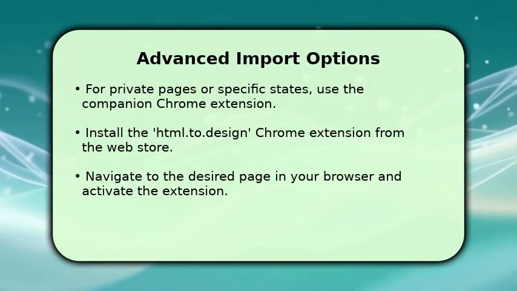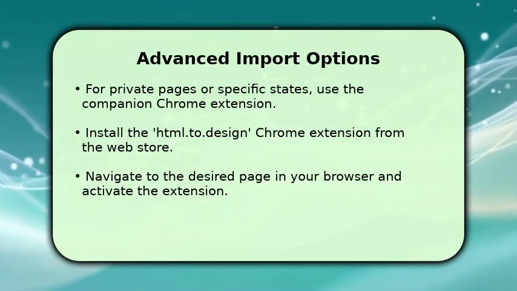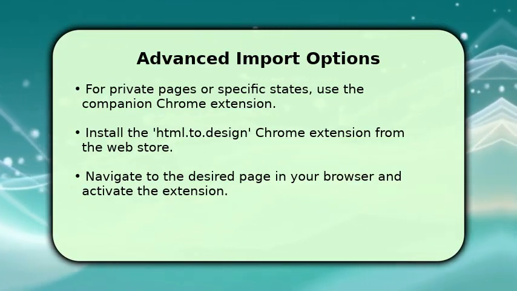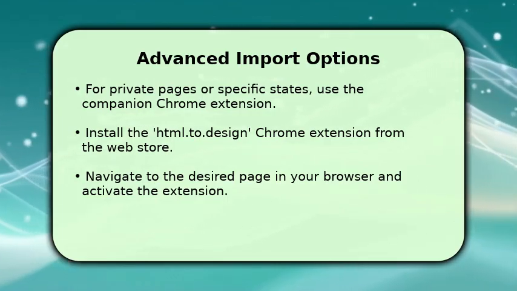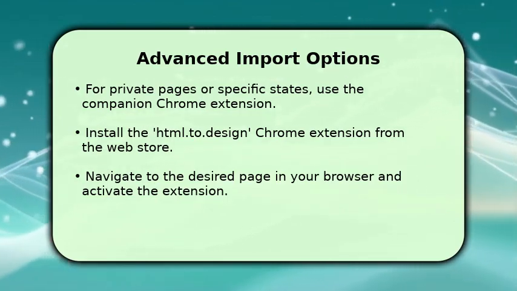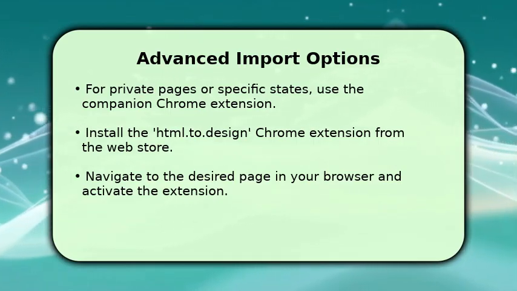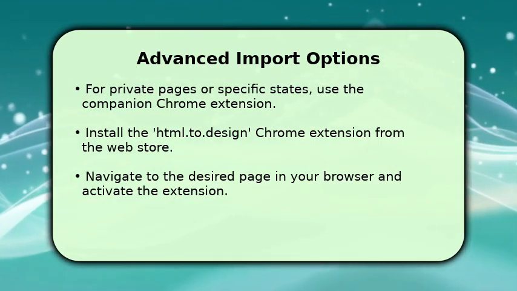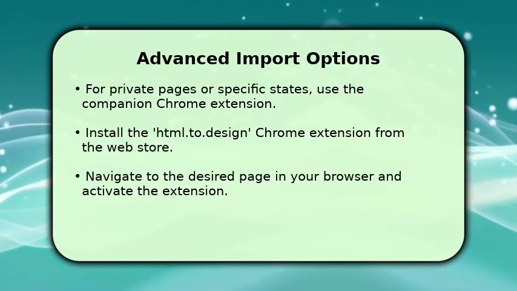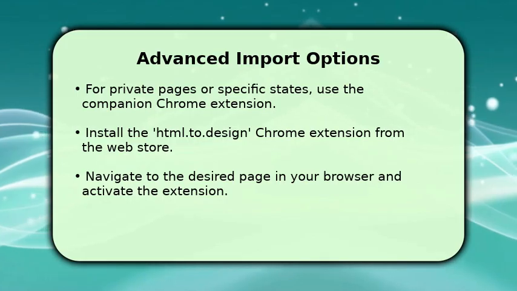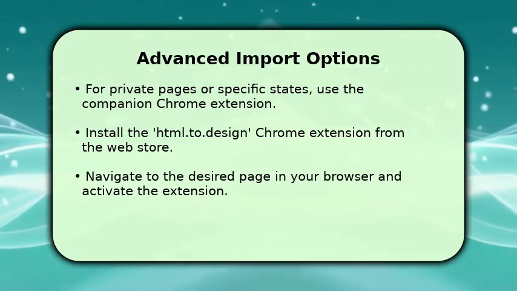Sometimes you might need to import a web page that's behind a login or in a specific interactive state. For these advanced scenarios, you'll use the companion Chrome extension. First, install the HTML 2 design Chrome extension. Then, browse to your target page, activate the extension, and capture the content. This generates a small file. Back in Figma, simply drag and drop this file directly into the open HTML 2 design plugin. This ensures you capture exactly what you see in your browser.